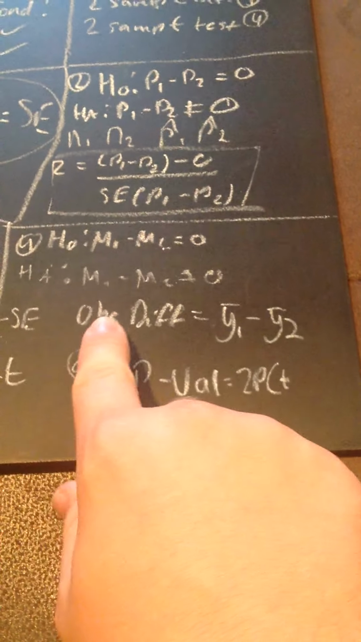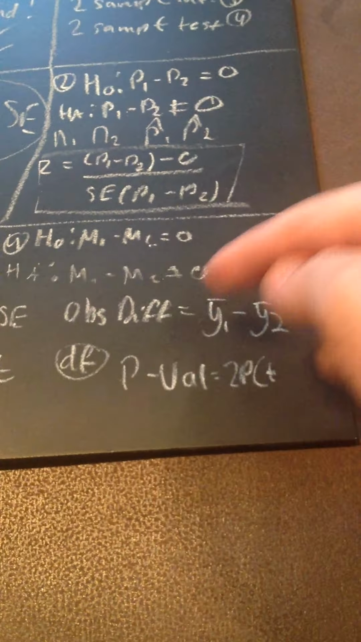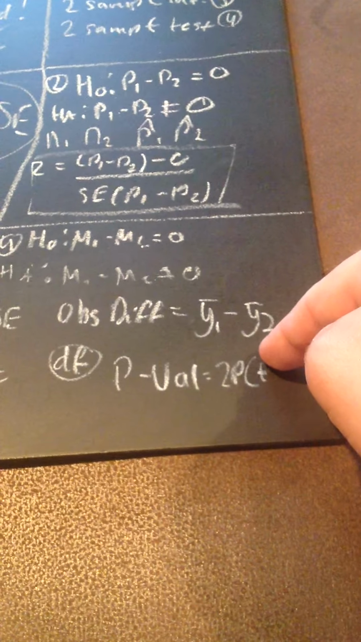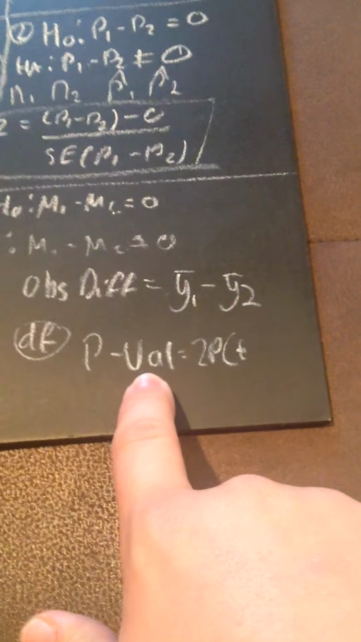Now, this time, you need to find an observed difference, which is just simply y1 minus y2. This is, again, mean of list 1 minus mean of list 2. And then you need to find your degrees of freedom, which is, again, right here. And it's also given in the calculator. And last but not least, how you're using this is a p-value.